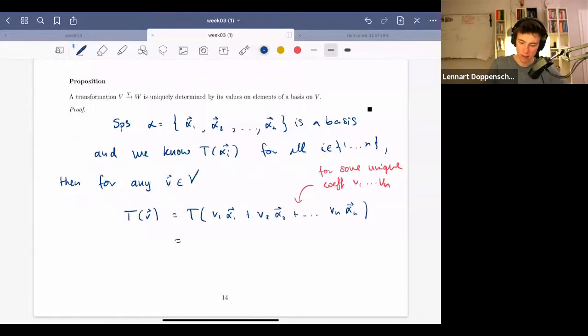And then because T is linear, in this week's lecture slides that we're going to start after this, I was very careful to add the word linear to every instance of transformation in the notes. But we need this linearity. So this is v1 times T of alpha 1, and so on, up until vn times T of alpha n. And by assumption, these are known.